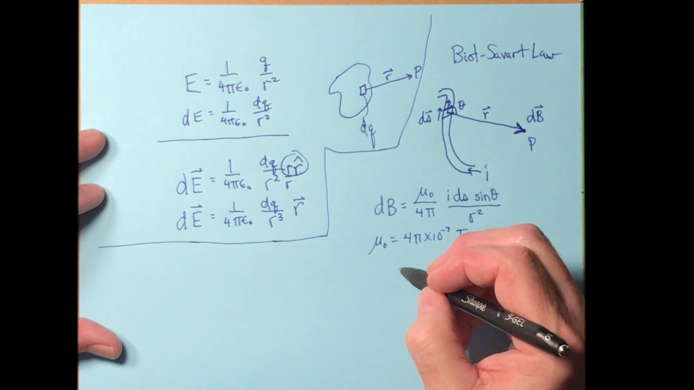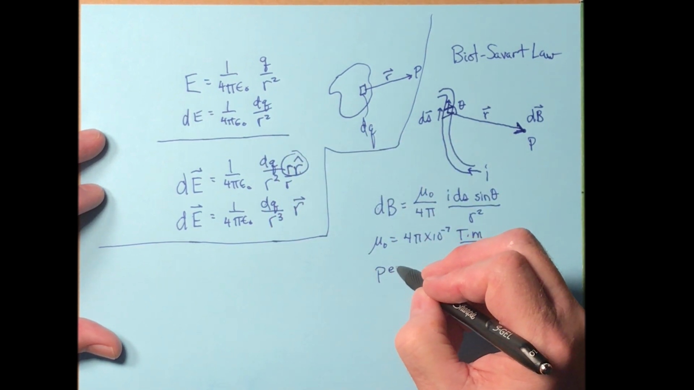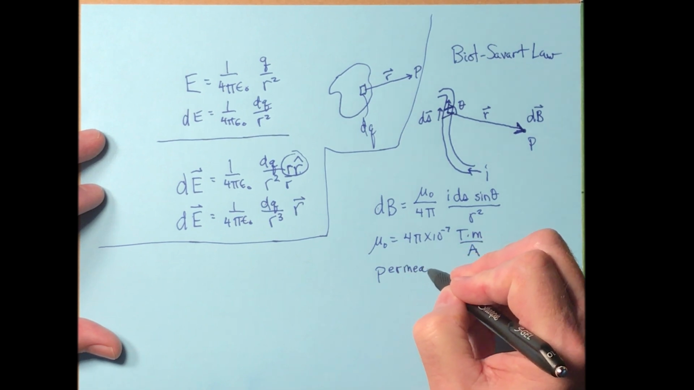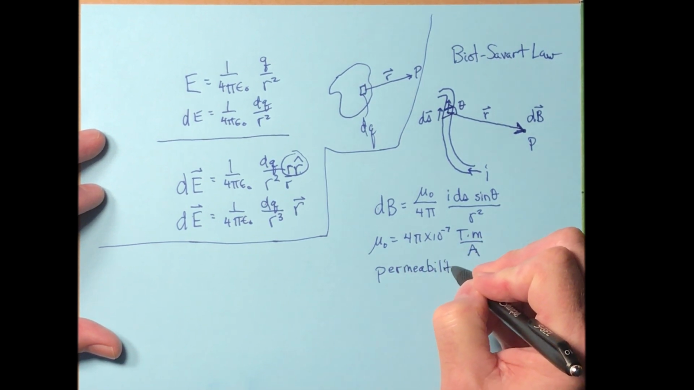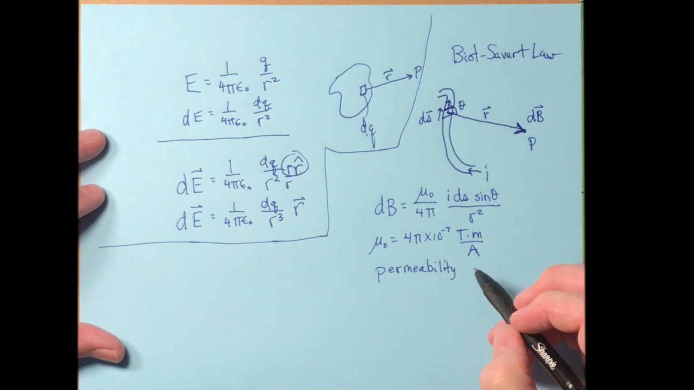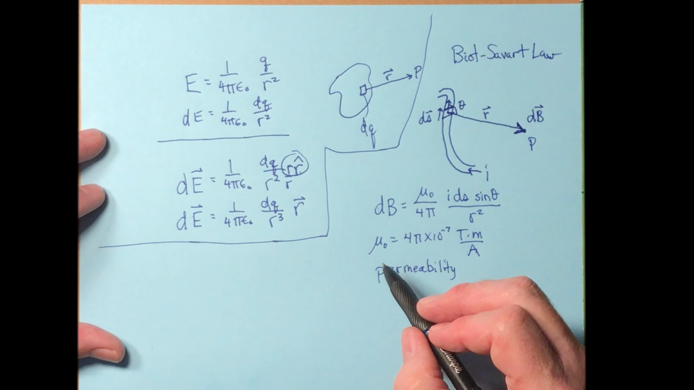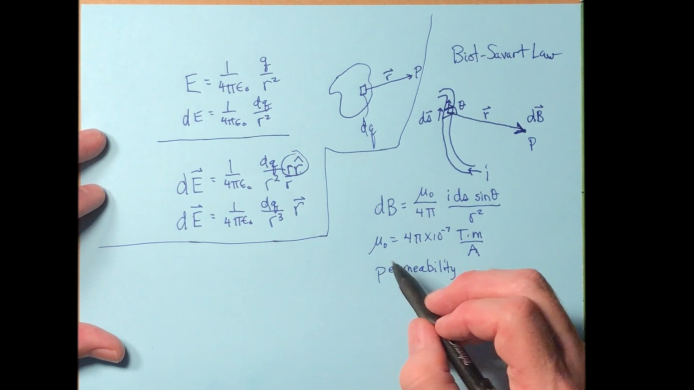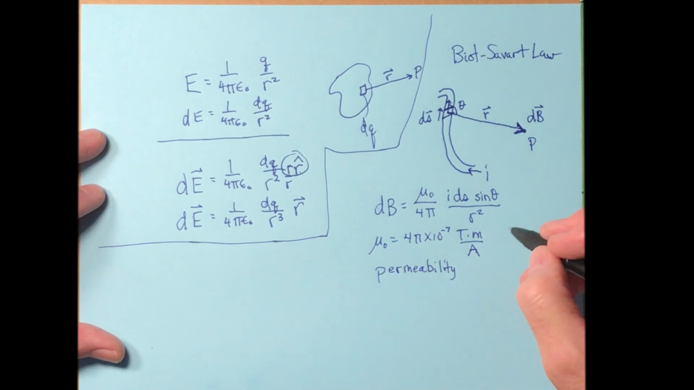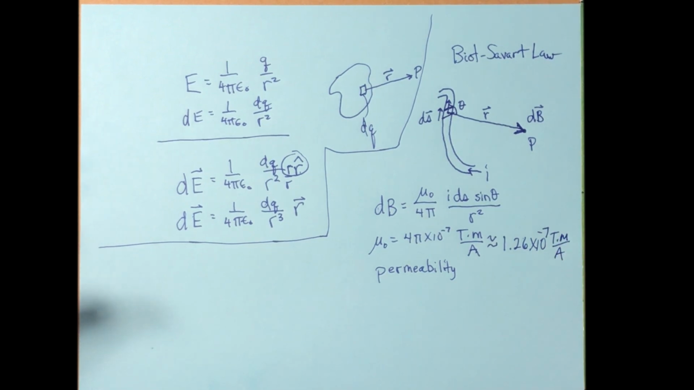If you want to spell that, it's permeability, P-E-R-M-E-A-B-I-L-I-T-Y, permeability constant. And the subscript 0 means that it's the permeability of free space, which is an old-fashioned word for vacuum. Do this multiplication, and it turns out that that's approximately equal to 1.26 times 10 to the minus 7th Tesla meter per ampere. Okay, so that's what that is there.